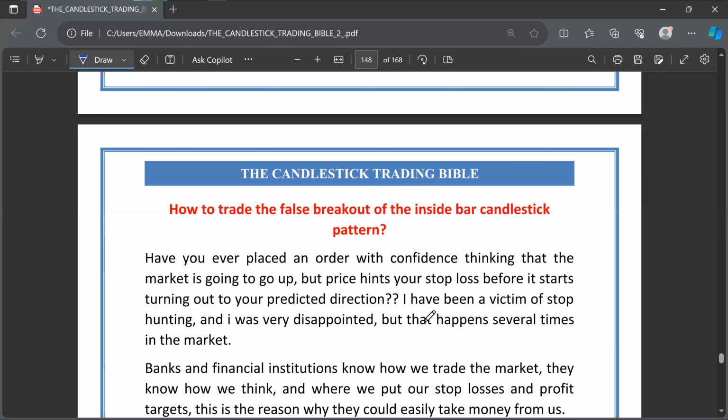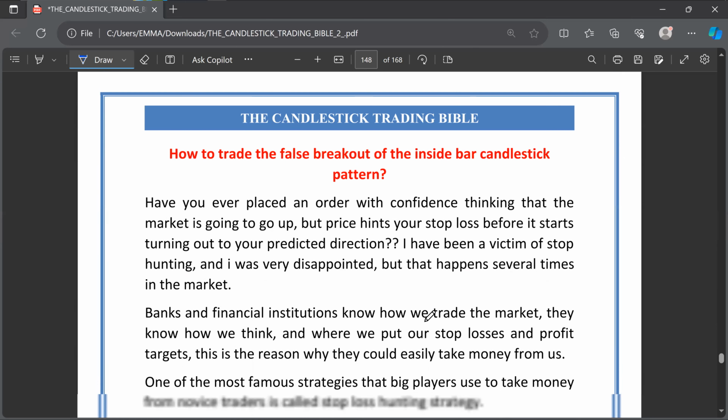So, how to trade a false breakout with the inside bar candlestick pattern? Have you ever placed an order with confidence, thinking that the market is going to go up, but price hits your stop loss before it starts turning in your predicted direction? It happens many a time. Sometimes the market will not move in the direction you want. It will move opposite initially, and the moment it takes you out, it starts moving in the direction that you anticipated earlier. By then you are out.